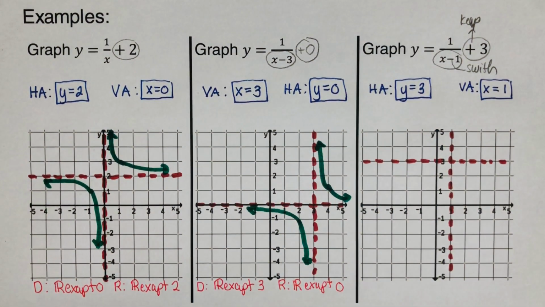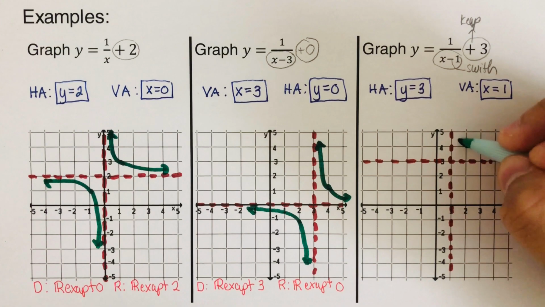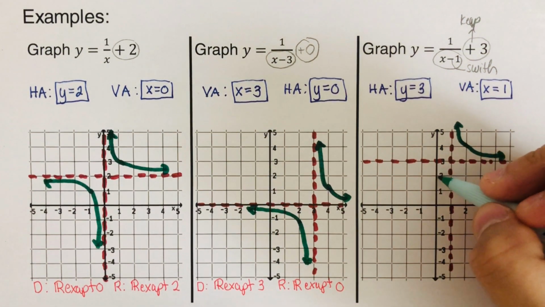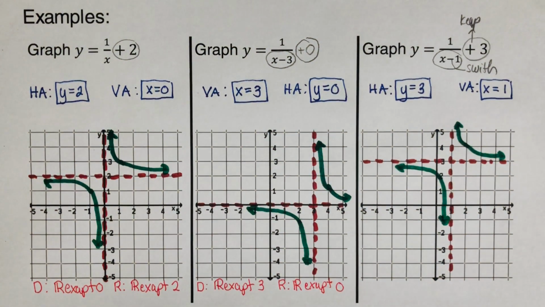And then we are now ready to sketch the graph. Remember that this reciprocal function is approaching the asymptote but will never touch it. So it approaches the asymptote but will never touch it. It just gets closer and closer to it.